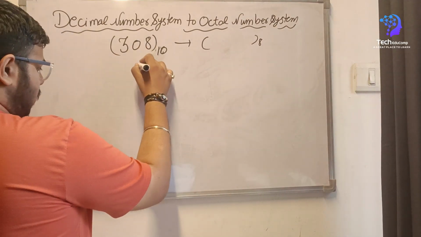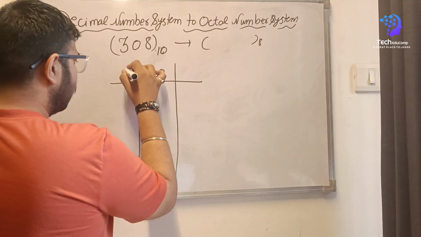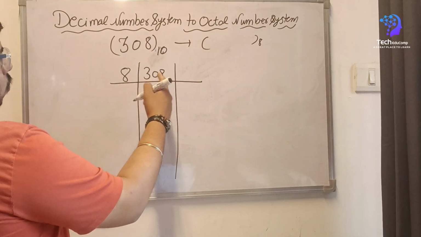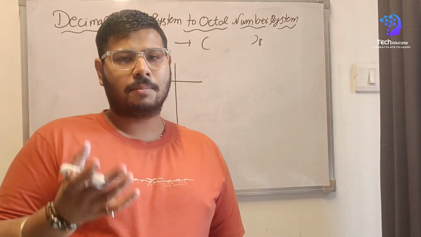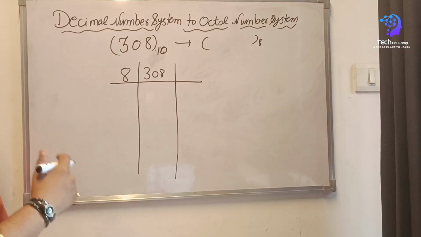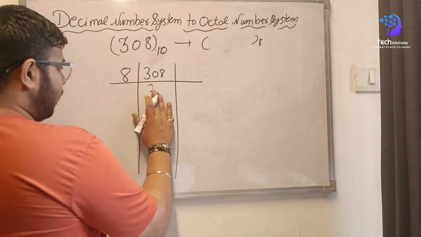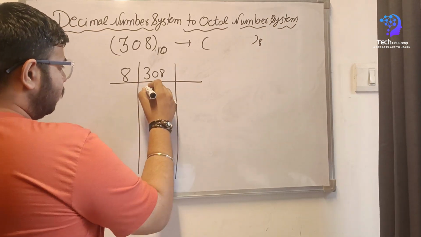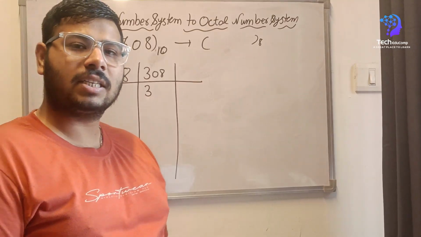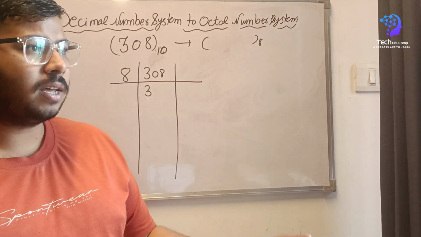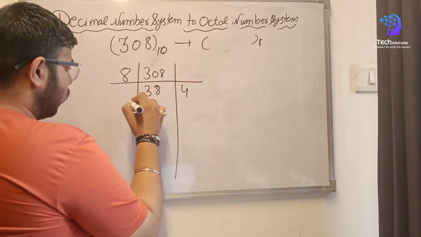So let's see, 308 divided by 8. 8 into 4 is 32, and we have 30, then it will be 3. 8 into 2 is 24, it's 68. So 8 into 7 is 56, 8 into 8 is 64, 8 into 9 is 72. So 8 into 8 is 64, and it will be 4.